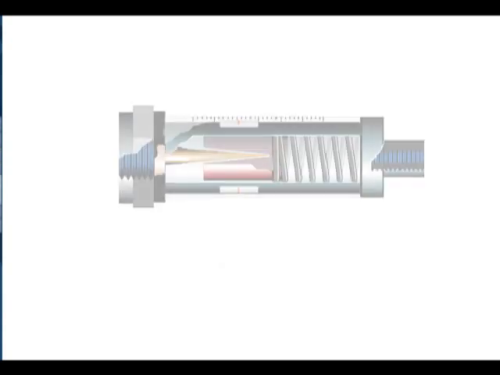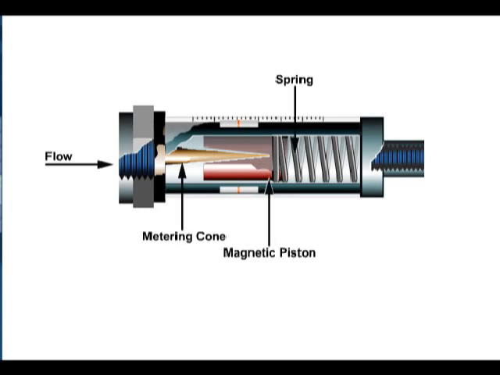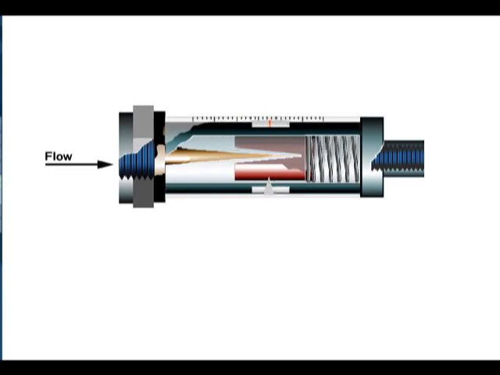The purpose of a flow meter is to measure flow. It is not bidirectional and acts as a check valve blocking flow in the reverse direction. The main components consist of a metering cone and a magnetic piston, which is held in the no-flow position by a tempered spring. Fluid first enters the device, flowing around the metering cone, putting pressure on the magnetic piston and spring. As flow increases in the system, the magnetic piston begins to compress the spring, indicating the flow rate on the graduated scale.